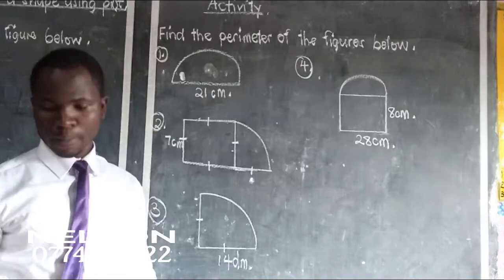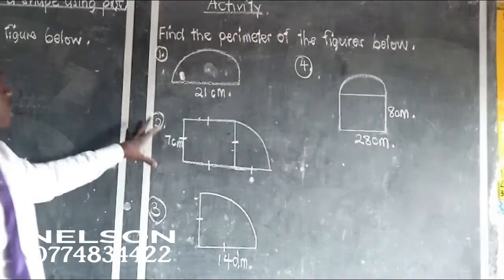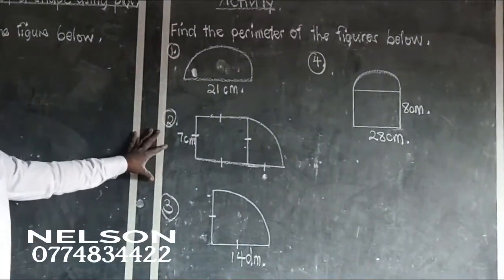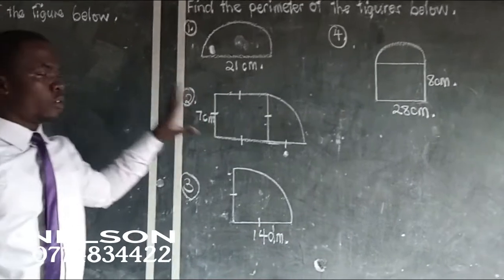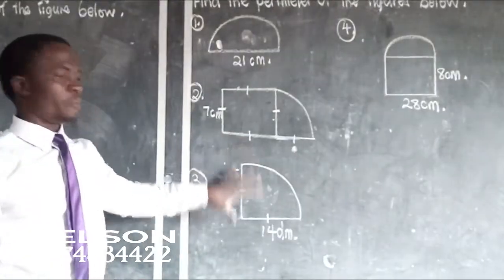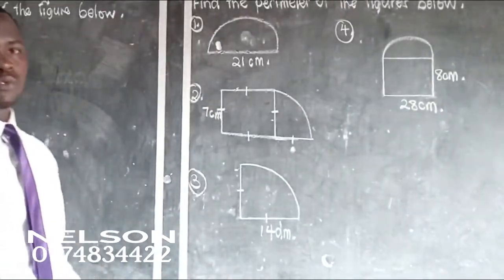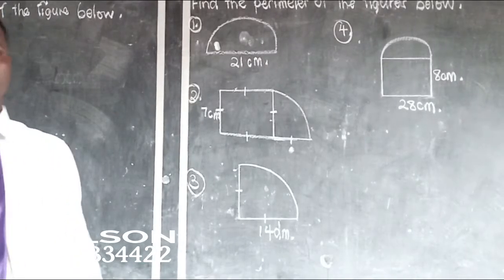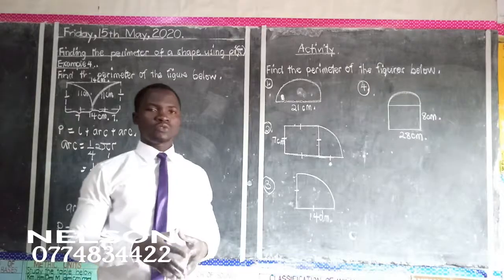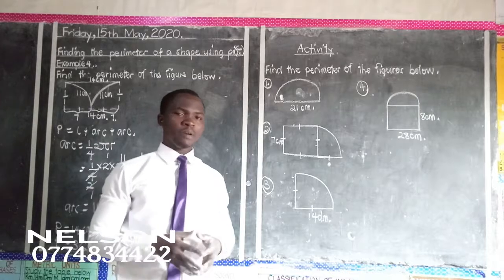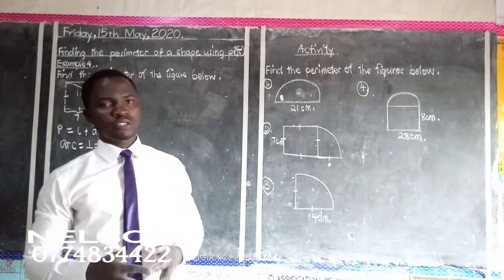So class, try this one. After trying it out, take a picture using the camera of the phone, then you send it to the WhatsApp number which is down the screen.